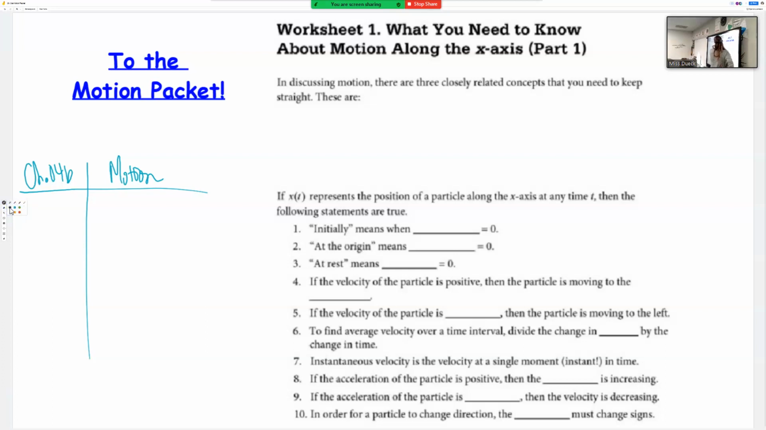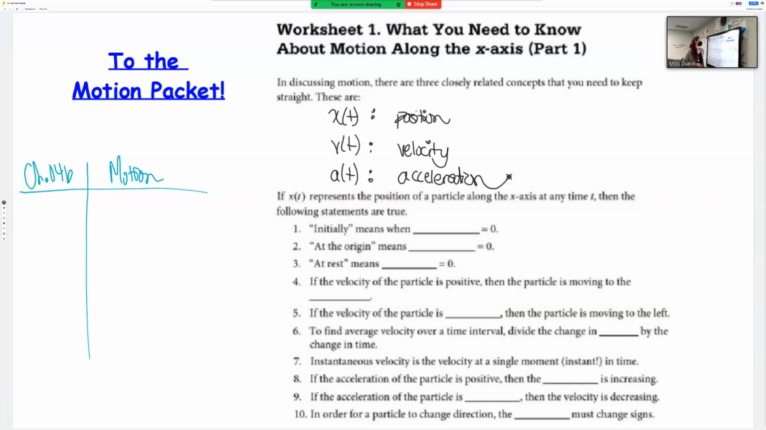I want you to write down position, velocity, and acceleration. So, quick reminder, the basic three components of motion. You have position, which is not distance, but where you are. You have your velocity, which is how fast your position is changing, the rate of position. You have acceleration, how fast your velocity is changing. At the top of your motion notes, we have three main topics: position, velocity, and then acceleration.